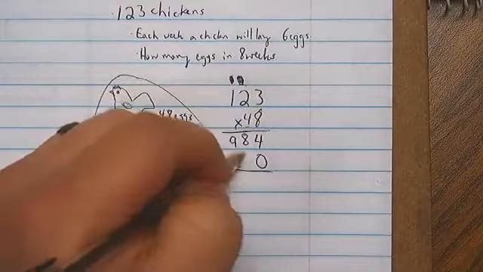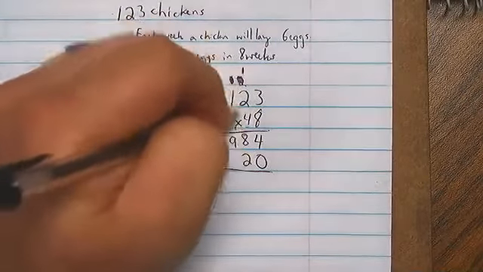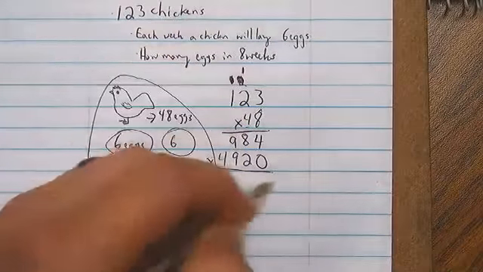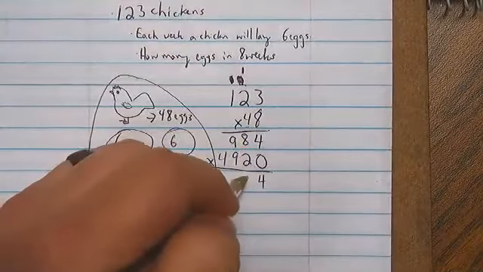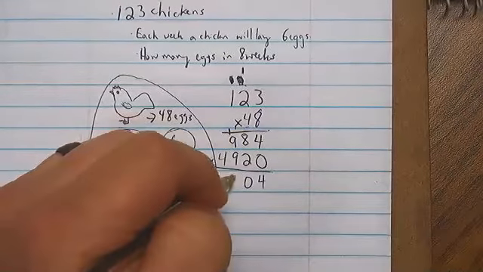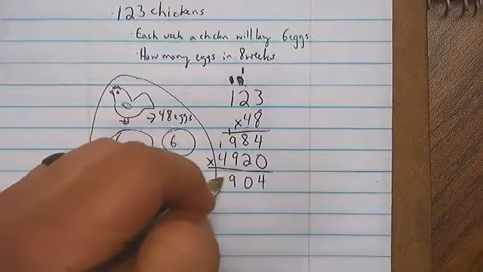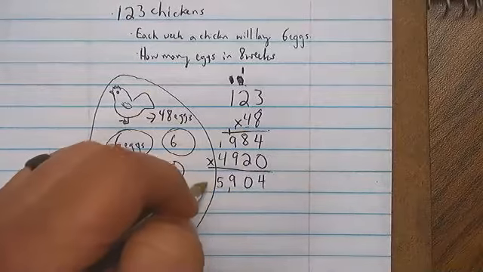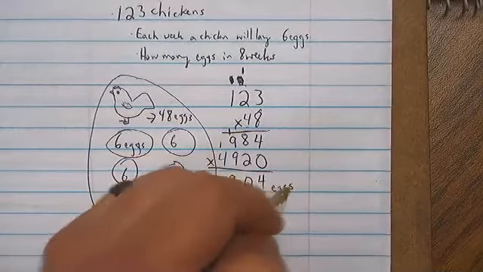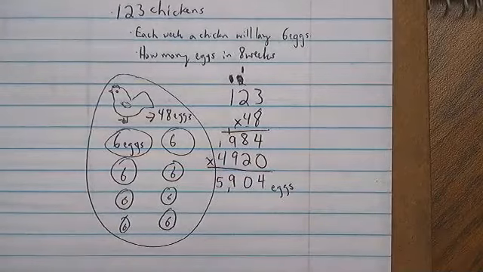Multiply. 4 times 3 is 12, carry my 1. 4 times 2 is 8, plus 1 is 9. 4 times 1 is 4. That's 4, 8, 9, 10, carry my 1. 9 plus 9 is 18, plus 1 is 19, carry my 1. 4 plus 1 is 5, and then I have that. So that's 5,904 eggs. Okay, so that's one way to solve this.